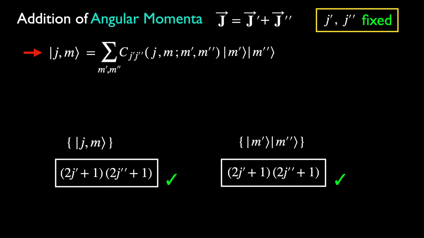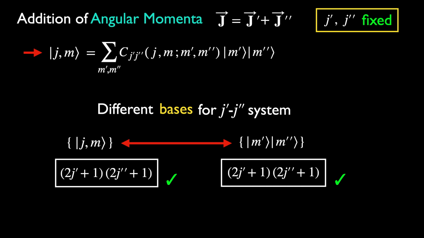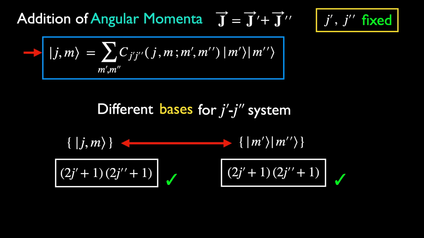Thus these two sets have the same number of states, as they should, because they are just different bases for the system of two angular momenta, with the Jm states labeled by the total angular momenta and the product states by the constituents.